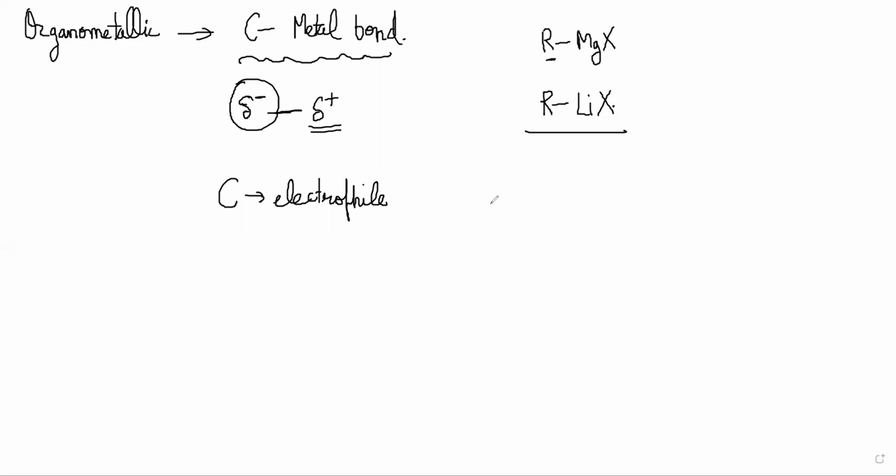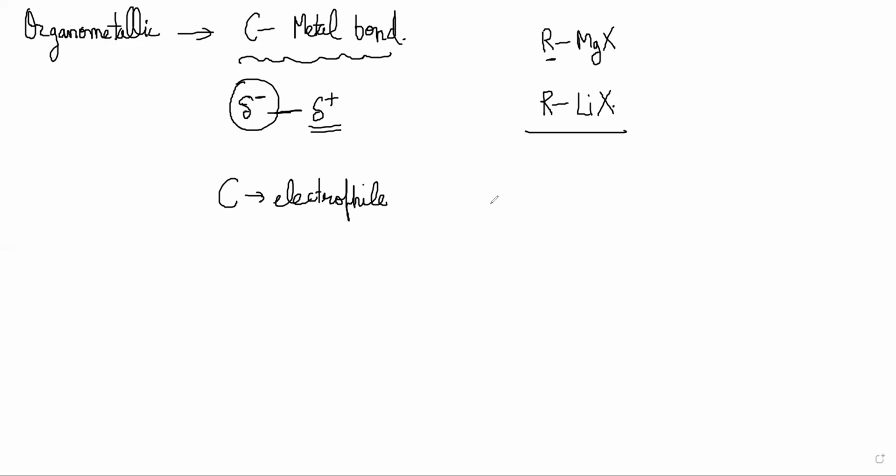So for example, what will happen is LiMe will react to form LiOH and MeH. CH3 minus will just take a hydrogen from water. That will become methane, which is much more stable. And LiOH will be formed, right? So the organometallic will be destroyed if you add it with water.